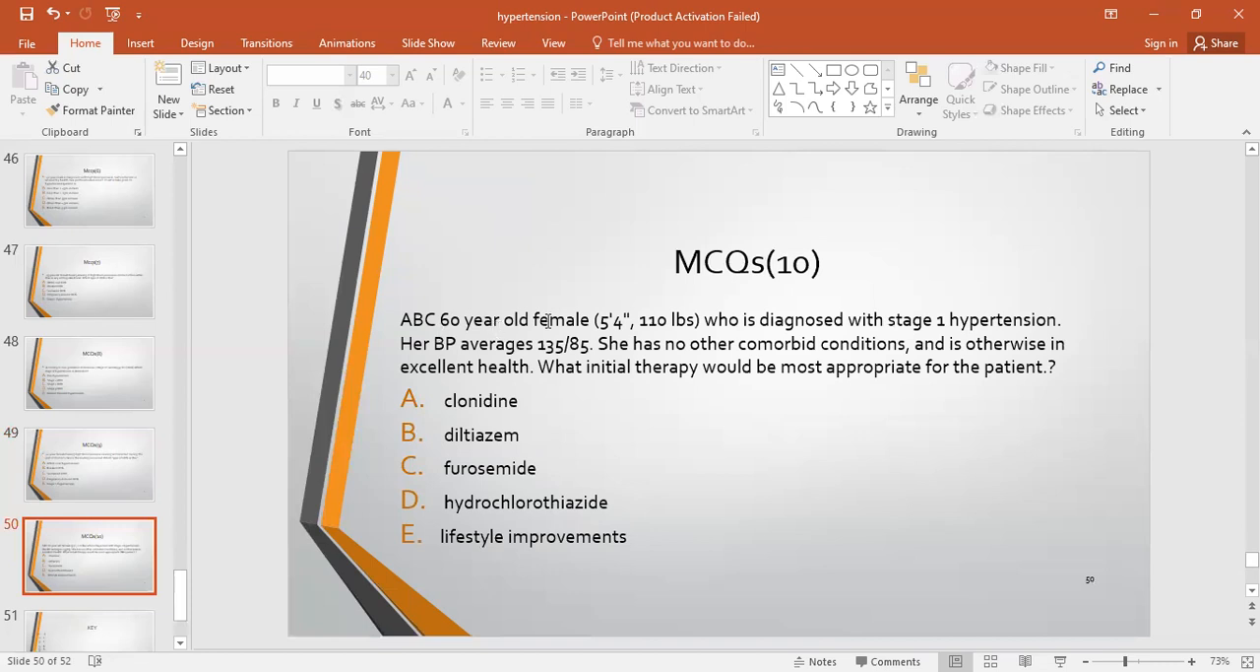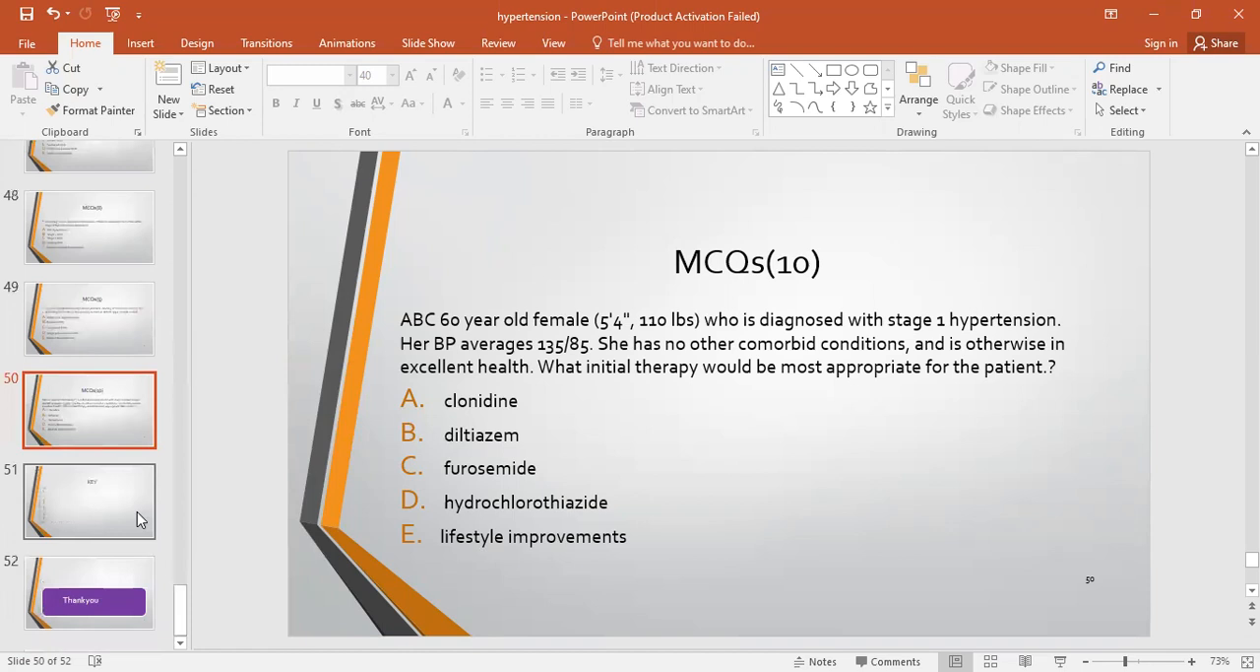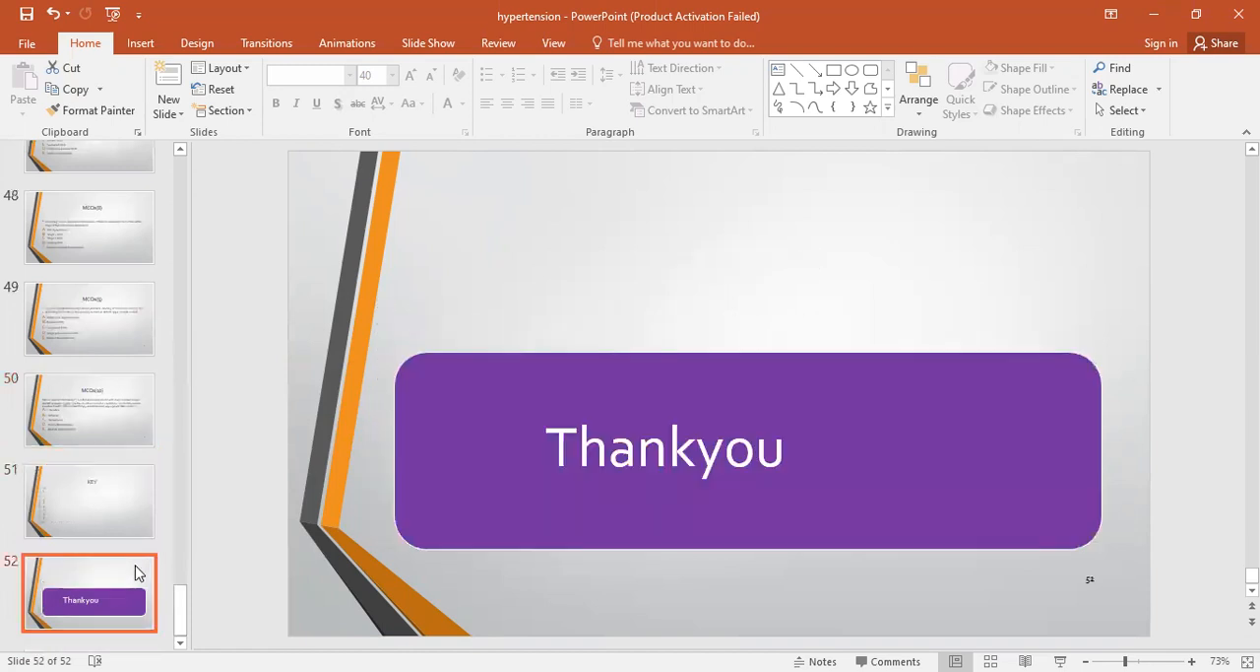A 60-year-old female, 5.4 inches height and 110 weight, is diagnosed with stage 1 hypertension. Her BP average is 135/85. She has no other comorbid condition and is otherwise in excellent health. Which initial therapy would be the most appropriate for this female patient? Clonidine, diltiazem, furosemide, hydrochlorothiazide, or lifestyle modification? E is the right answer, lifestyle modification. This is the key to my MCQs, and thank you.